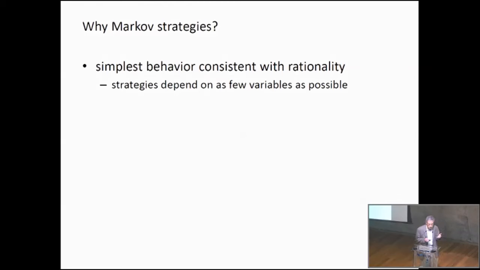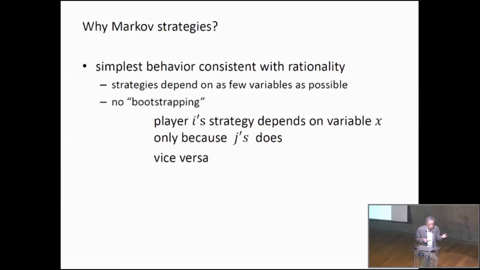So just to emphasize this point again, Markov strategies depend on as few variables as possible. Strategies depend only on those variables which still actually matter. So we're ruling out what are called bootstrap equilibria. Bootstrap equilibria are ones where player I conditions on some previous variable x because J does so, and J does this because I does so. In other words, they're making their behavior conditional on some irrelevant variable just because the other player is doing it. If the other player does it, I have to do it too. Markov equilibrium rules that out.